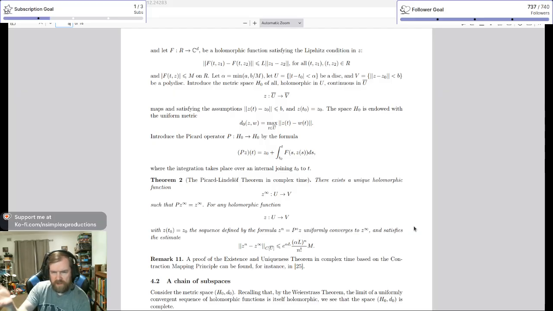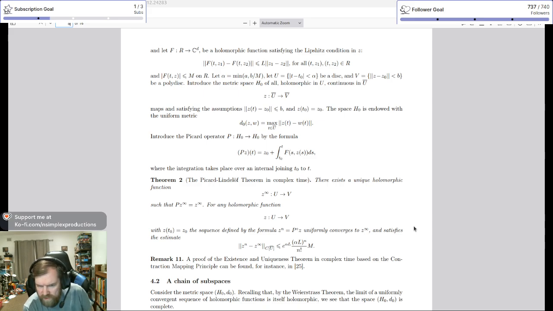It doesn't actually say anything there. It should be n, I think. Z^n uniformly converges to Z infinity and satisfies our estimate here. The norm distance between Z^n and Z infinity on the space U bar is less than or equal to e to the alpha L times alpha L raised to the n over n factorial times M.